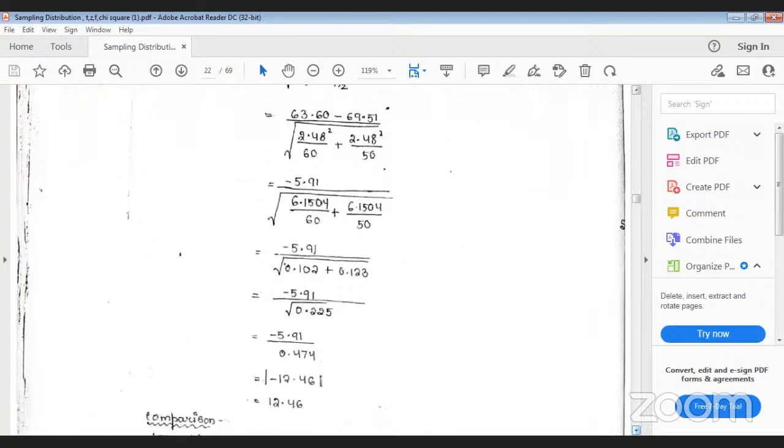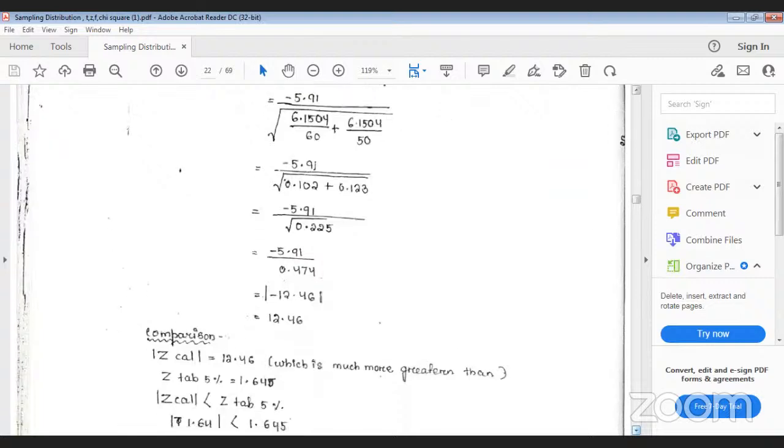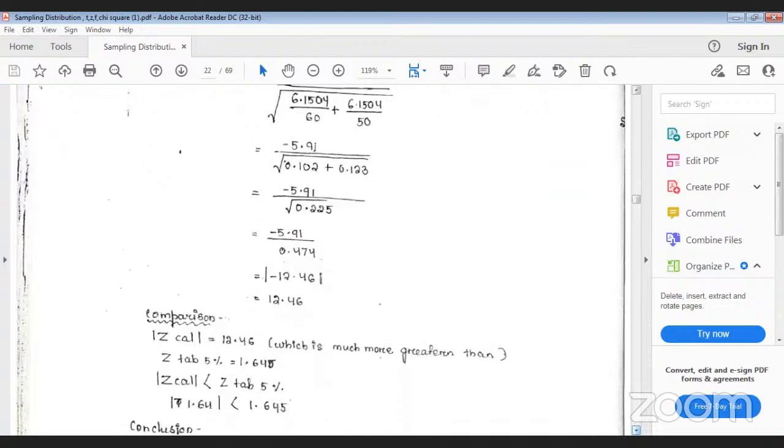What is the answer? 12.46. So after getting 12.46, that is the calculated value. Here the tabulated value will be different. For a two-tail test the value is different, for right-tail it is different, and for left-tail also different. So for left-tail at 5% level of significance, the tabulated value is 1.645. But our calculated value is 12.46.